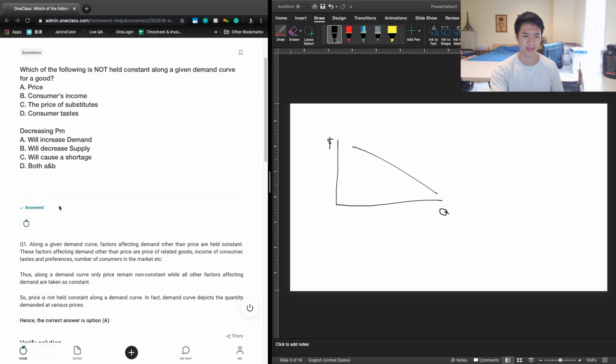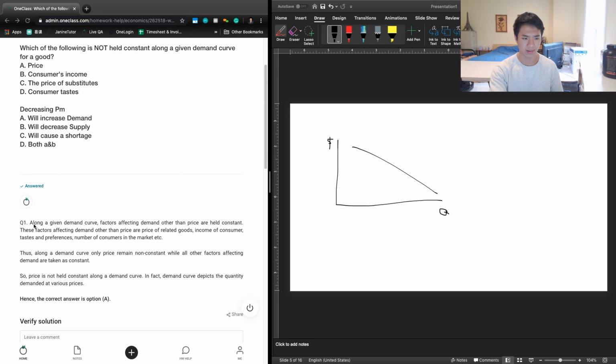We can take a look at the previous tutor's answers, and they say, along a given demand curve, factors affecting demand other than price are held constant. These factors affecting demand other than price are price of related goods, income of consumers, taste and preferences, numbers of consumers in the market, etc. Thus, along the demand curve, only price remains non-constant, while all other factors affecting demand are taken as constant. So yeah, the same conversation we had about the difference between determinants of demand and price. So that's going to be the right answer.